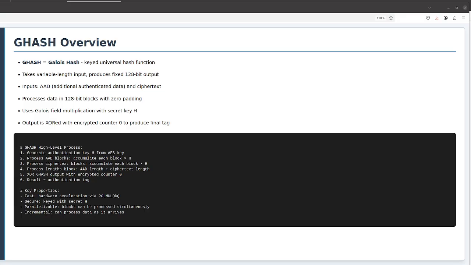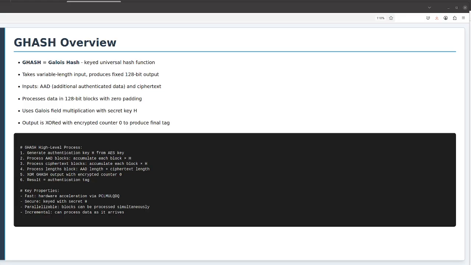GHASH processes the data in 128-bit blocks. If your data isn't a perfect multiple of 128 bits, it gets padded with zeros. Each block is multiplied by the authentication key H in the Galois field GF(2^128), and the results are accumulated using XOR. This accumulation process is what makes GHASH efficient and allows it to process data incrementally.